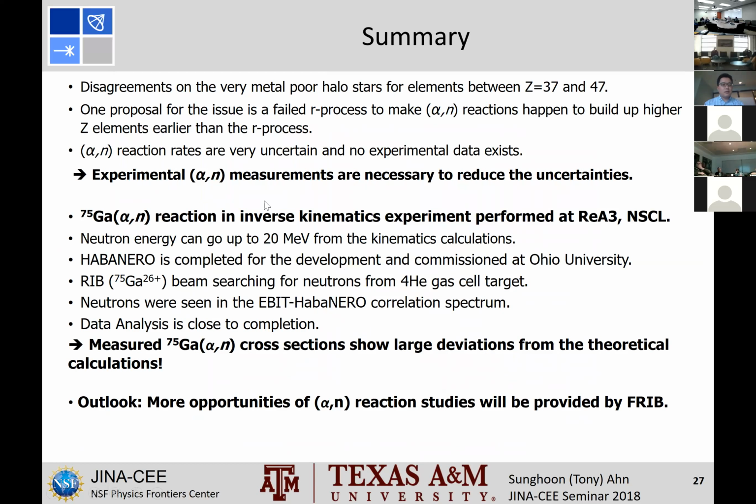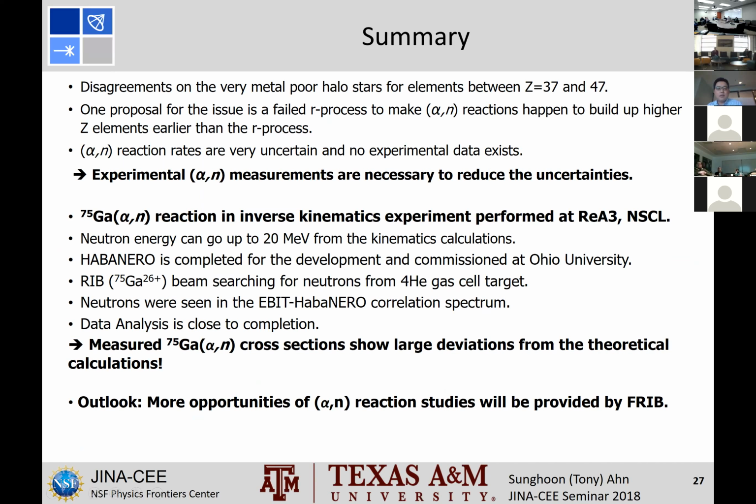So here's a summary. I think it took actually very quick compared to practice, but anyway. There is a large disagreement with metal-poor halo star observations of abundance patterns, especially for the low-Z elements. One proposal is the weak r-process to build up more of the low-Z elements. But the (alpha,n) reaction rates are very uncertain, and no experimental data exists. So experimental (alpha,n) measurements are very important to reduce the uncertainties.